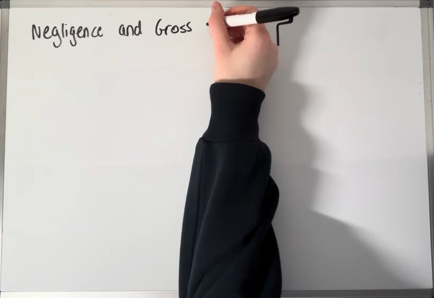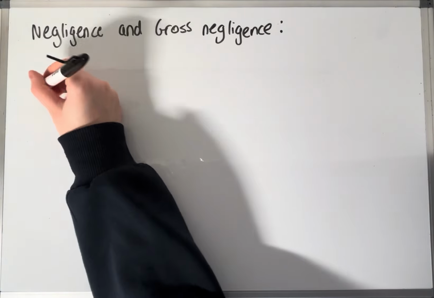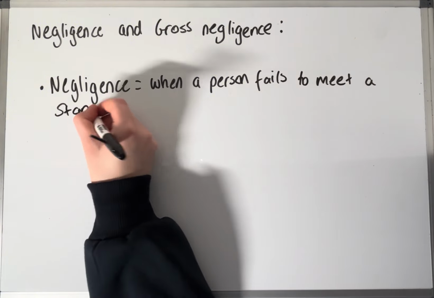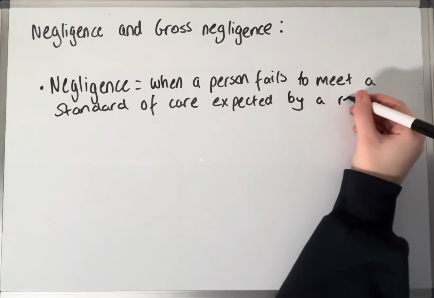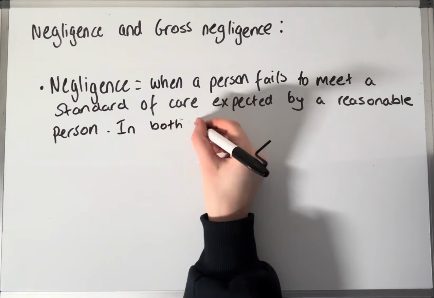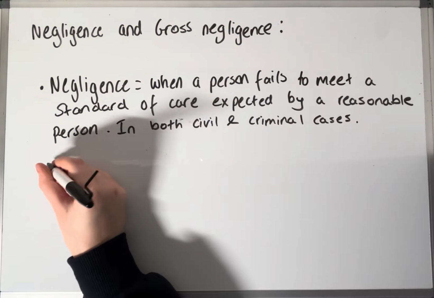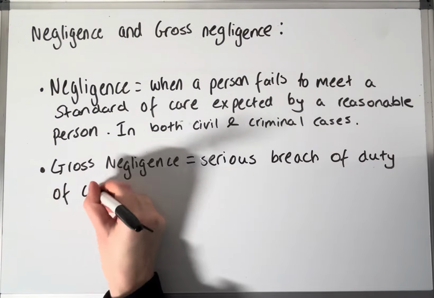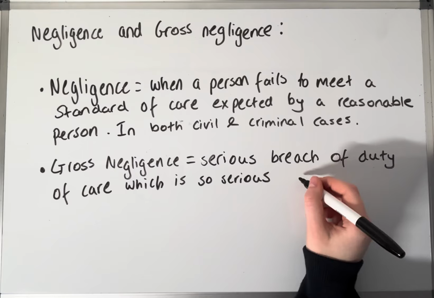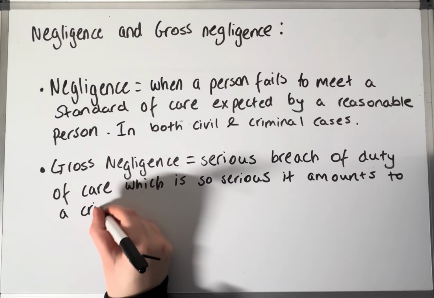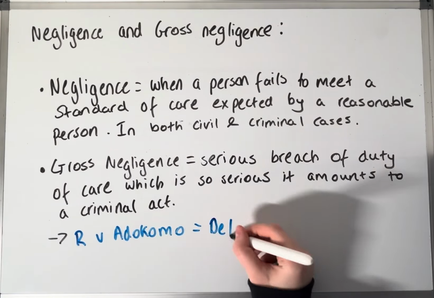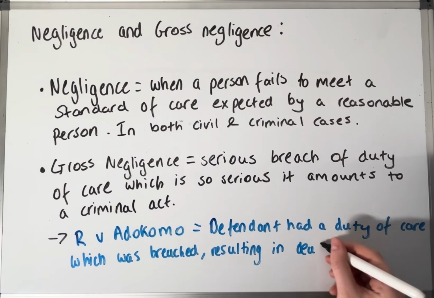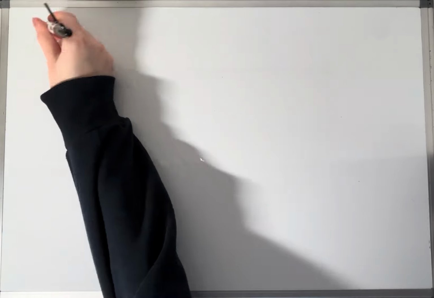In many cases, negligence and gross negligence can be a big part. So let's define negligence. This is when a person fails to meet a standard of care expected by a reasonable person. This is in both criminal and civil cases. Now, gross negligence is similar to negligence, but it's a much more serious breach, as it's a breach of duty of care which is so serious that it amounts to a criminal act. We can see this in R v Adomako, where the defendant had a duty of care which was breached, resulting in death, so they were held liable.